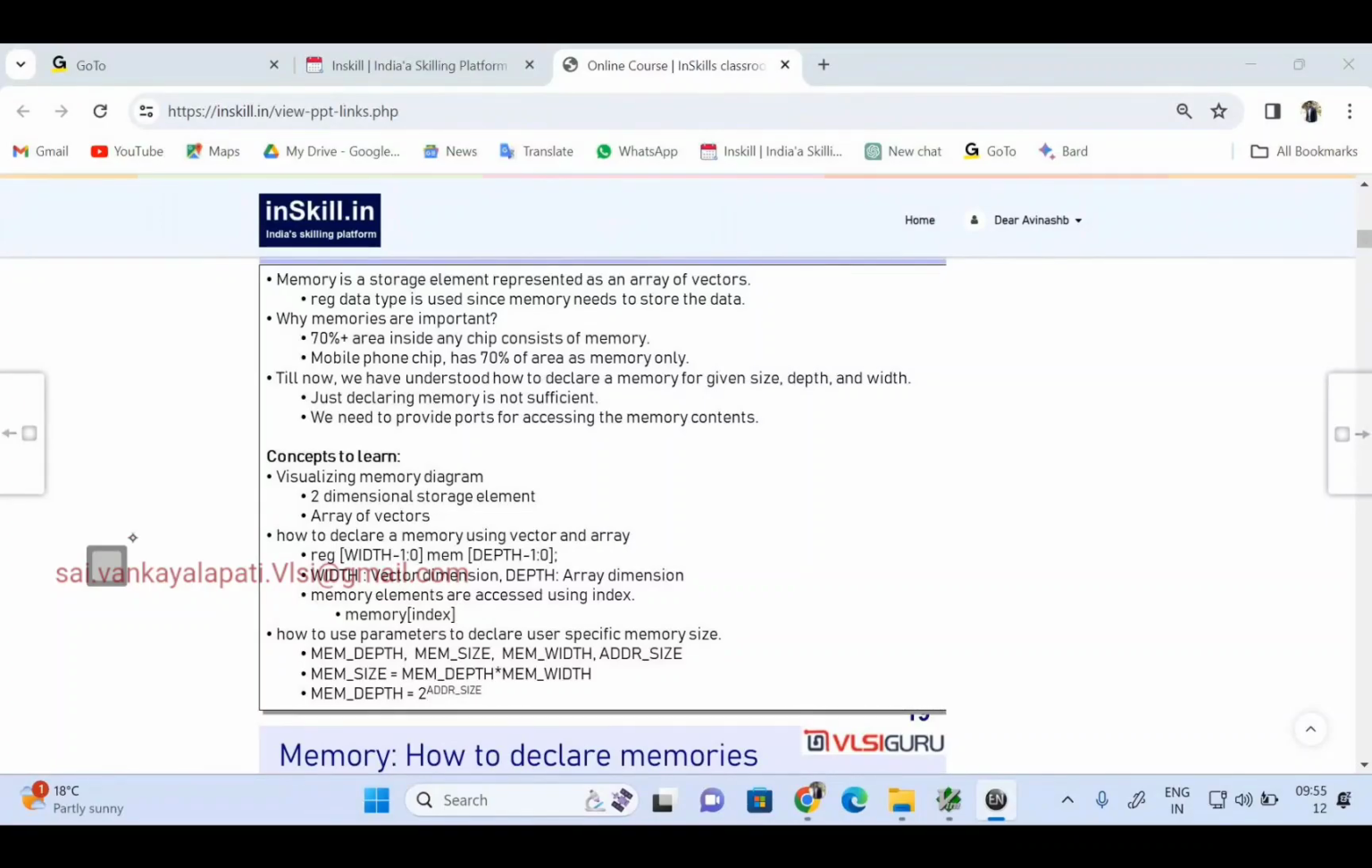That is nothing but a two-dimensional array storage element, so an array of vectors. So how do you declare a memory using vector and array? This is the one. Reg is a data type used to store the memory. And what is this? It is nothing but width minus 1. How many bits wide are you going to create? Then this is nothing but memory, and depth minus 1.